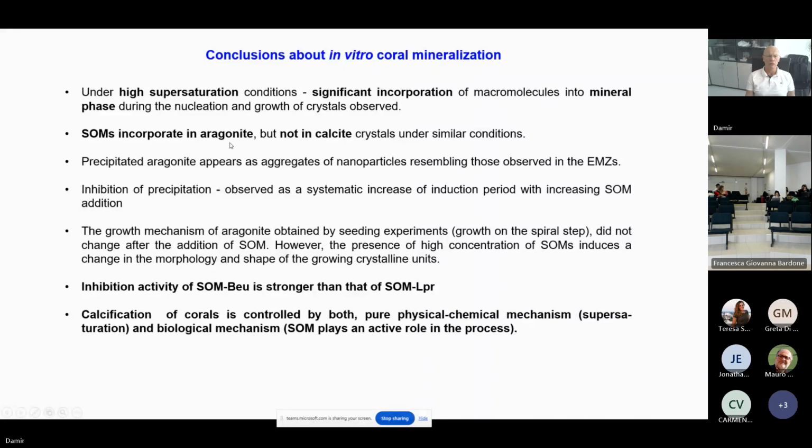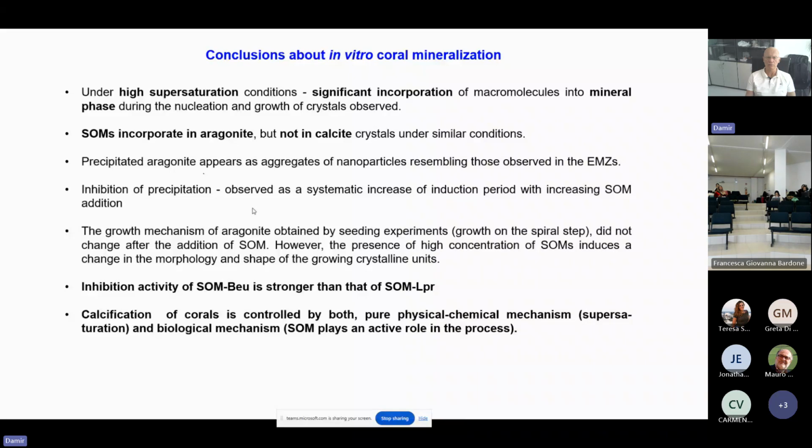structure. Organic matter is incorporated in aragonite, but not in calcite. I didn't show you the other experiments which we performed with calcite. Precipitated aragonite appears in the form of aggregates of nanoparticles, which resemble those observed in the early mineralization zone. Inhibition of precipitation showed a systematic increase of induction time. It was found for both macromolecules.